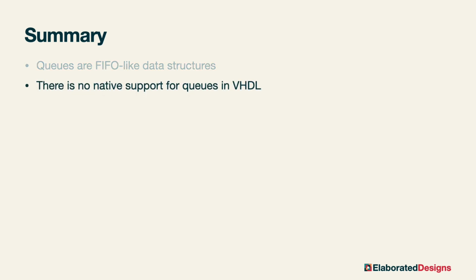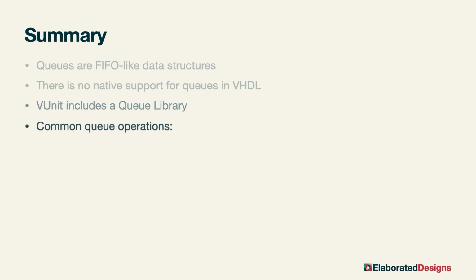In this video, we discussed queues, a data structure that we can use to transfer data between processes in a test bench. Because of VHDL's lack of native support for queues, we looked into VUnit's queue library and ran code examples for the most common queue operations in VUnit: new queue, push, pop, isEmpty, flush, and length.